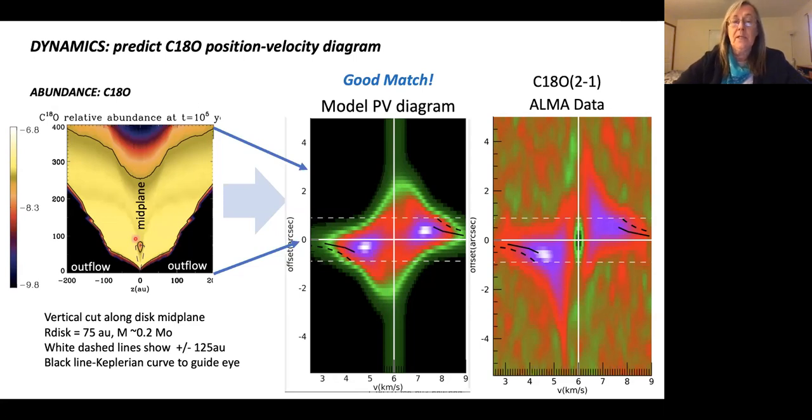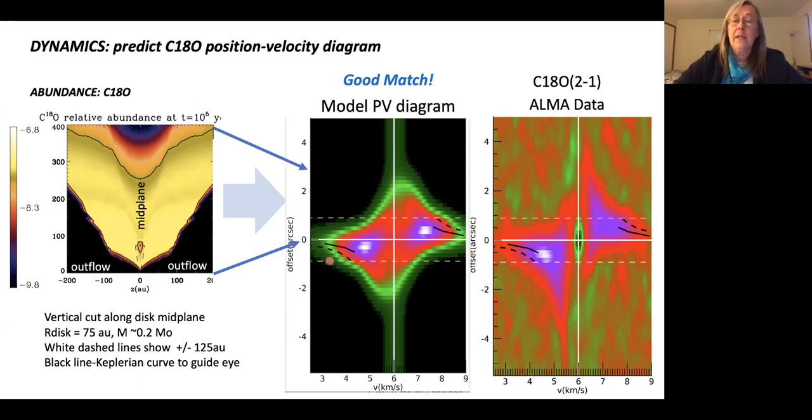Producing a spectral line cube and generating a position-velocity diagram in a north to south cut through the midplane gives the middle panel that we see here. And on the right is the ALMA data to compare with. Overall, there is a strong similarity between the two. Where the white lines cross is the position of the protostar, both spatially, at 0 arcsecond offset, and in velocity space at VLSR of 6 kilometers per second.